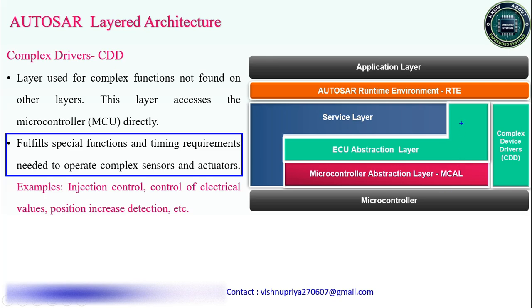In this situation, we are going to use complex device drivers, since some of the functions may not be defined under Autosar, and then we will use CDD. Examples are fuel injection, controlling electrical valves, position, incremental detection, and so on. So for very critical applications which have some time criticality, we will use CDD, complex device drivers.